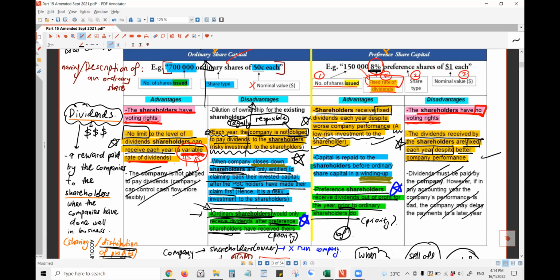Preference shareholders, you read this paragraph, it is an advantage to preference shareholders though. Capital is repaid to the shareholders. So here it is referring to preference shareholder. Before ordinary shareholders, you remove this and replace it with shareholders. Before ordinary shareholders in a winding up. Winding up means company closing down. It means the same as liquidation, closing down, winding up. These three terms mean the same thing.